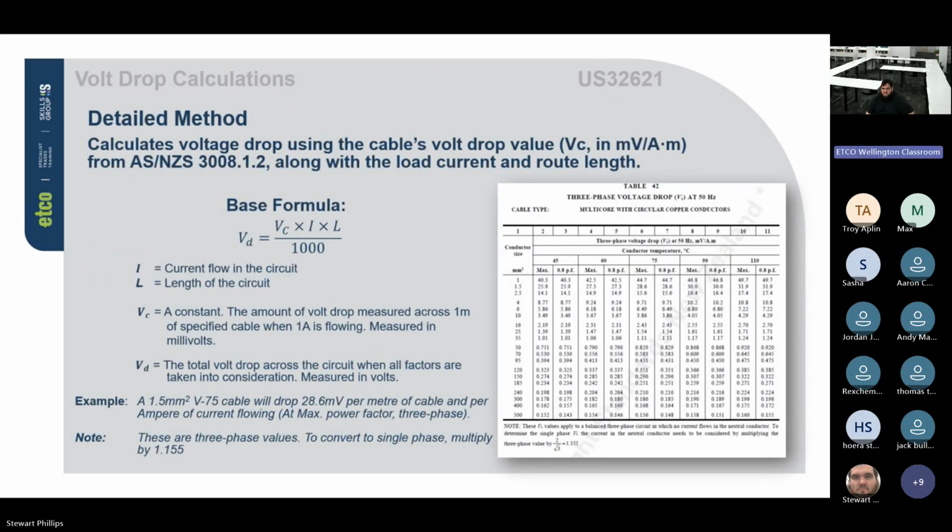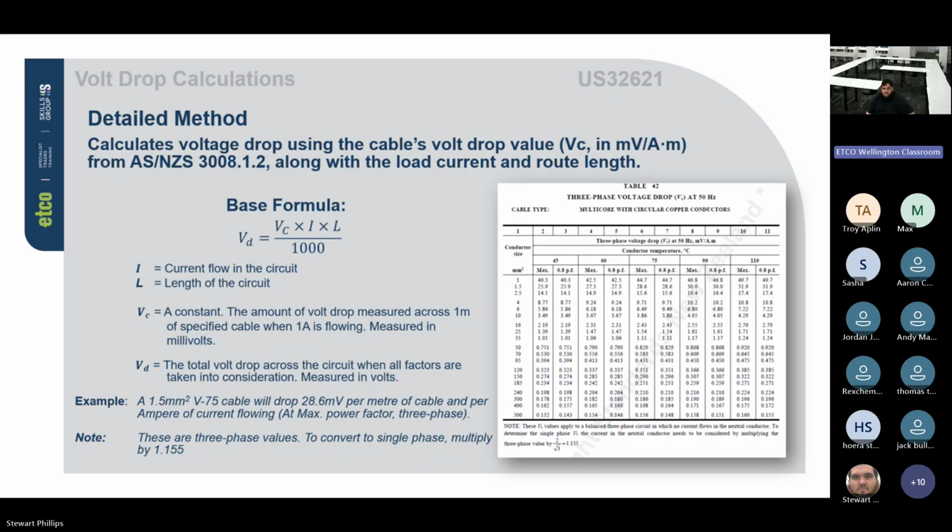And this is the detailed method. So this calculates volt drop using the cable's volt drop value, VC, and MVA meters. So this is AS/NZS 3008.1.2, along with the load current and route length. So base formula: volt drop equals VC times I times L divided by 1,000.